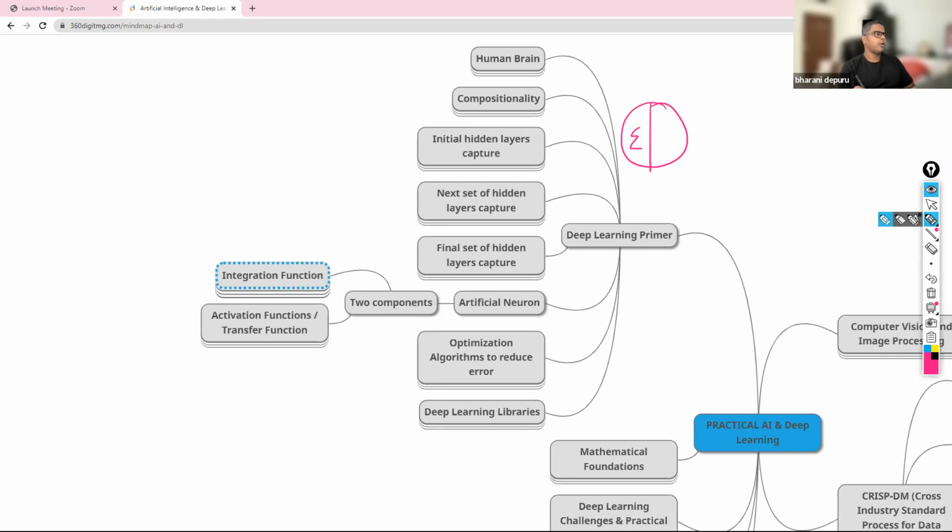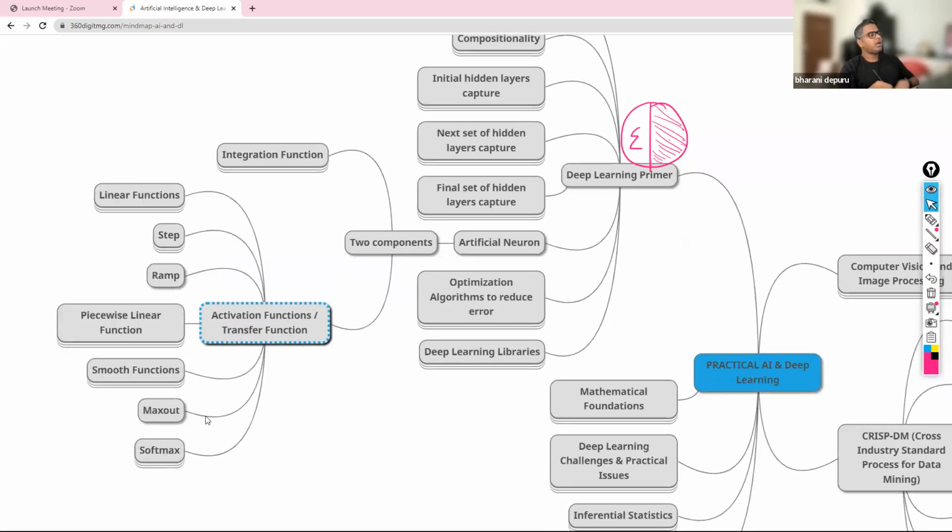Then the next component is called the activation component, or activation function, or transfer function. There are a bunch of activation functions, and we are going to talk about those today in this module.